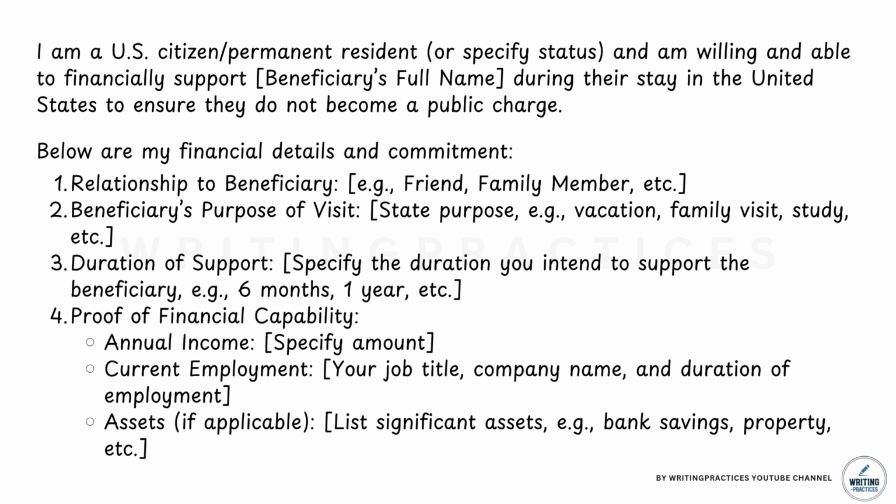4. Proof of financial capability. Annual income: specify amount. Current employment: your job title, company name, and duration of employment. Assets, if applicable: list significant assets, such as bank savings, property, etc. This level of detail demonstrates your ability to fulfill the financial commitment. Be truthful and precise, as USCIS may verify this information.